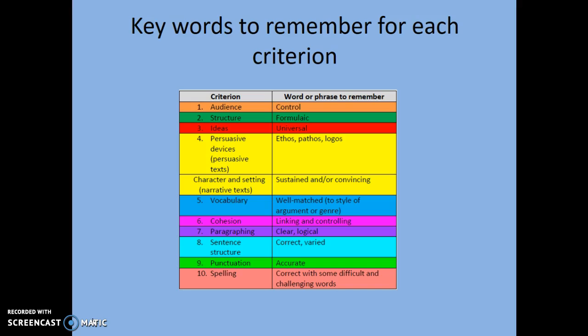For cohesion, the phrase linking and controlling. For paragraphing, clear and logical. For sentence structure, correct and varied. For punctuation, accurate. And spelling, the phrase you want to remember is correct with some difficult and challenging words thrown in. Now I'm going to have some separate videos to deal with each of these sections.